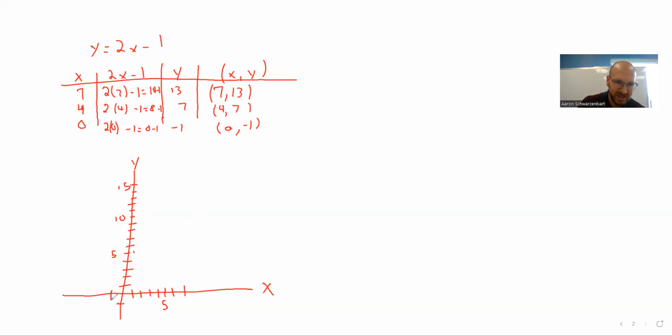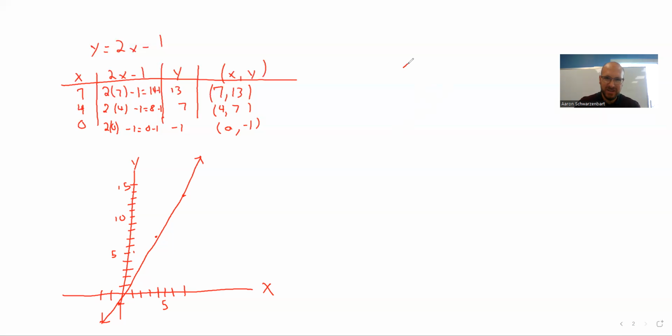So positives on the x go to the right, and positives on the y go up. I'm going over to 7, up to 13, and I'm plotting my point. I just make a dot there. Now x is 4. I go over to 4 for this one, up to 7. And this one, go over 0, so that's right on the axis, -1. And then I can't take a ruler on the screen, but you take a ruler and you connect your points and you make your line. And there's your graph. Okay.